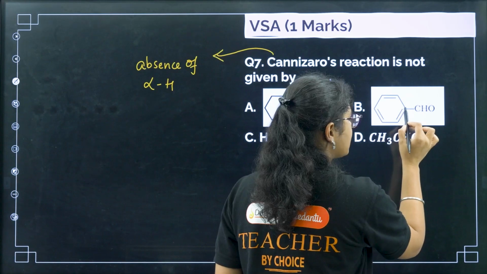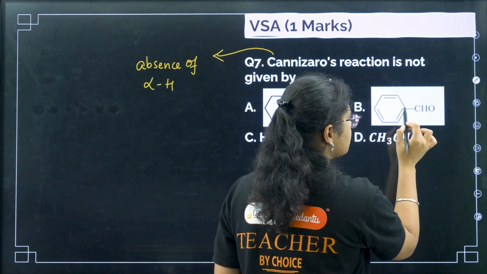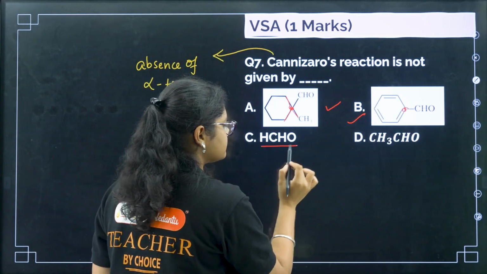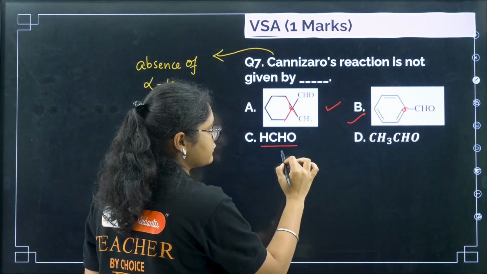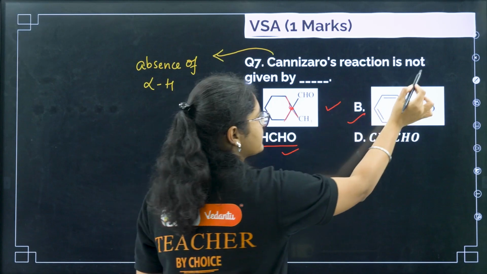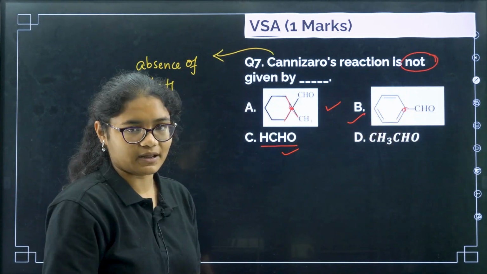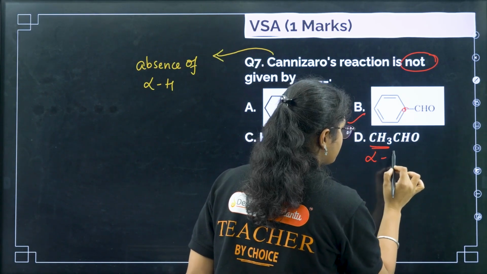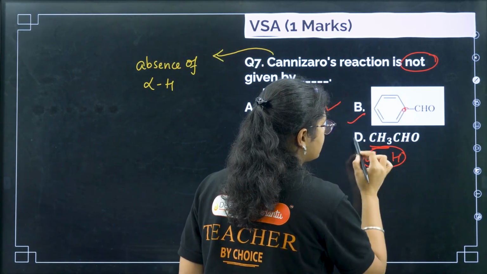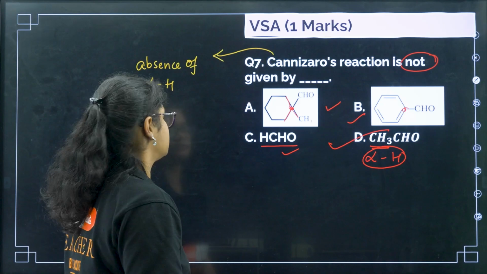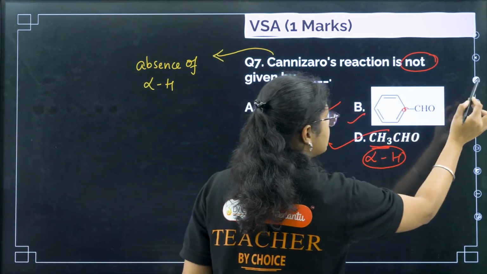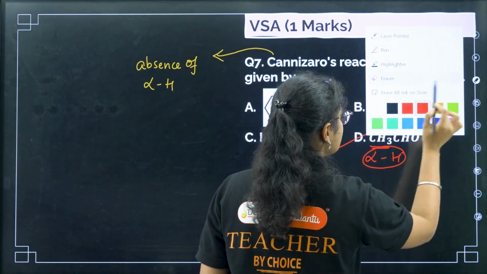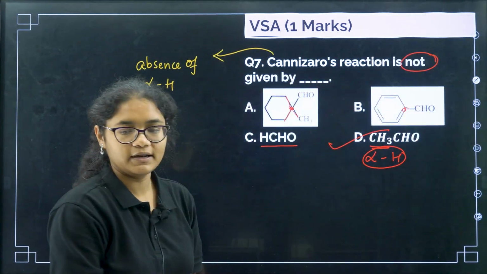Next, if you see here, this is the alpha carbon, here also no hydrogen, so this one will also show Cannizzaro reaction. Now this one, here also no alpha hydrogen, this one will also show Cannizzaro reaction. The question is asking which is not given by, which will not react. So this compound has alpha hydrogen. Because it has alpha hydrogen, it won't give Cannizzaro reaction. The correct answer for this question will be option D here. Let me erase these ticks, otherwise we'll get confused.